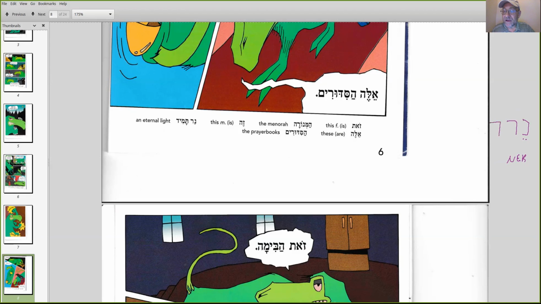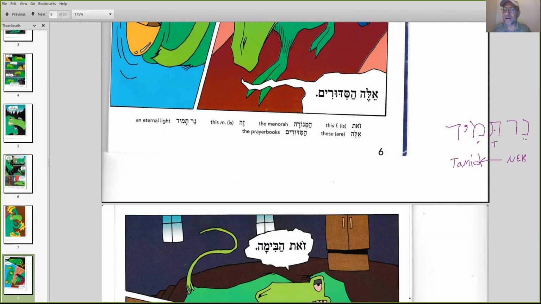Here is the tav for tamid. We have a tav with a kametz, and we have a mem, or not a sofit, but just a regular mem, hirik, yod, dalet, ner tamid. Ner tamid. Lamp, and this tamid means a continuity, perpetuity, continuing. So it's like burning continually.